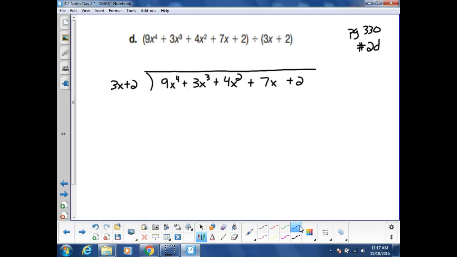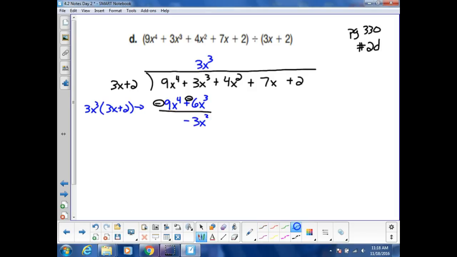Okay. So first I need this to be 3x cubed, because 3x cubed then times 3x plus 2 would give me 9x to the 4th plus 6x cubed. Change my signs. That gives me negative 3x cubed. Drop it.